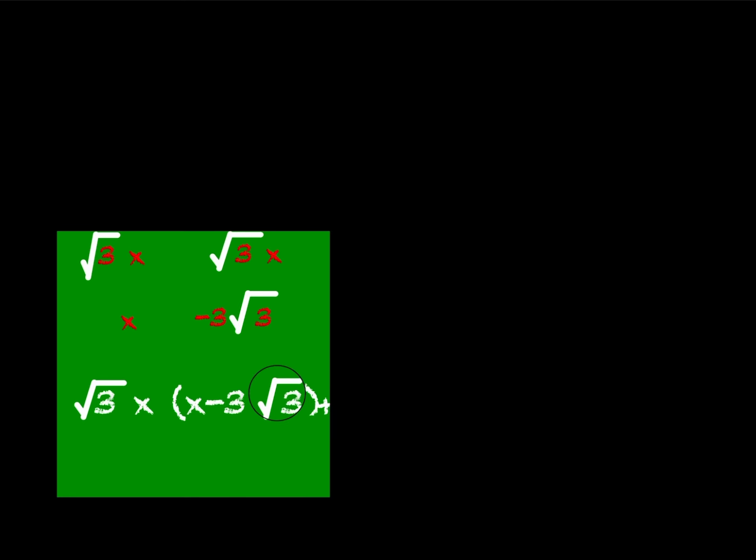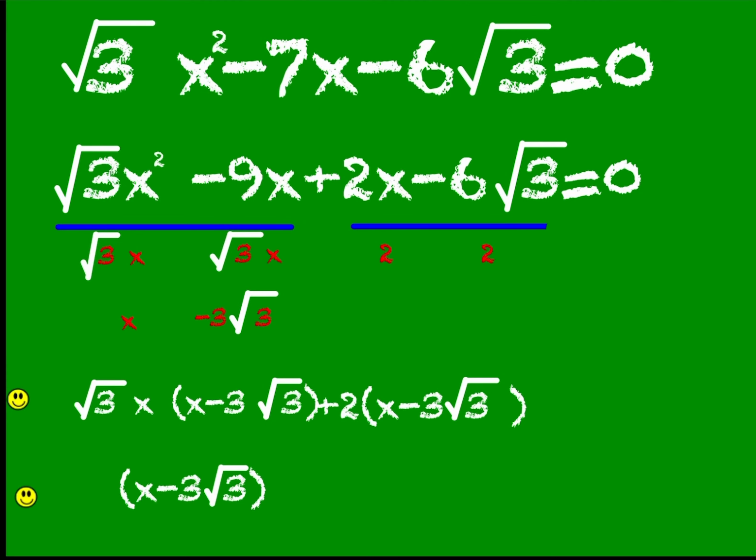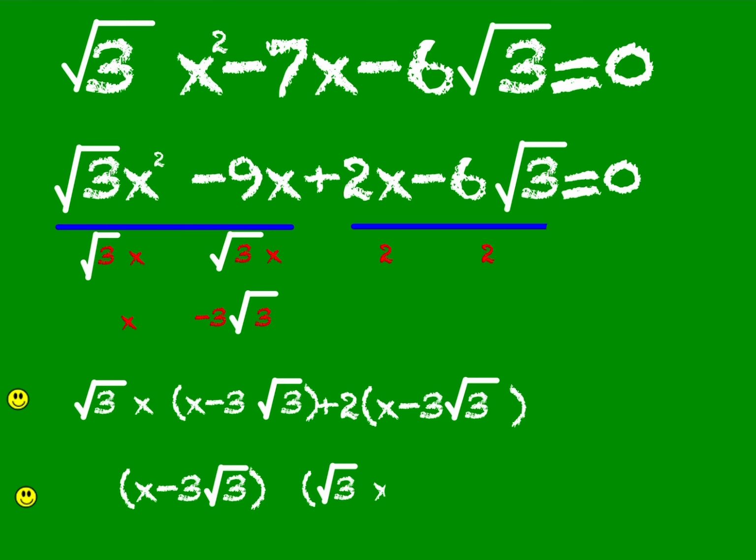So this parenthesis is the common factor for me. So from there, x minus 3 square root 3, times what is left over: square root 3 x plus 2. Thank you very much for listening to me.